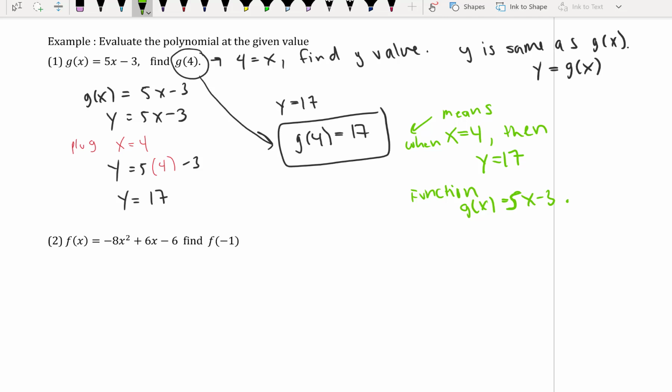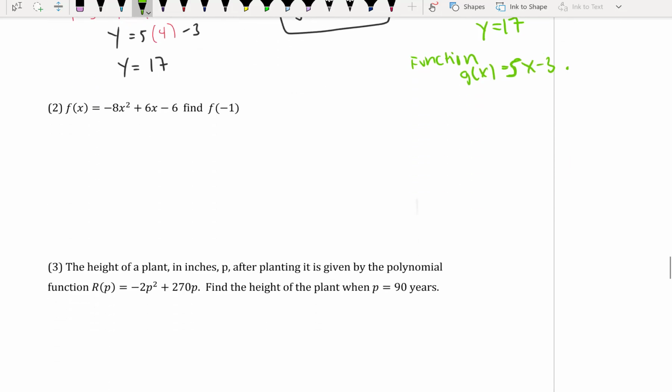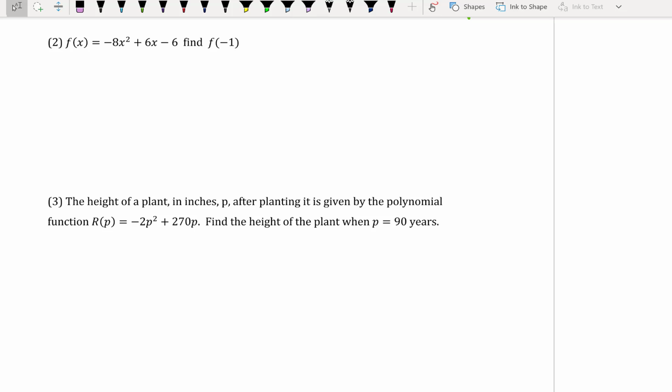So now using our vocabulary and our description, we are going to say that the function g of 4 is equal to 17, meaning that for the function g of x, 5x minus 3, when we plug in a 4, we get a 17. So however you want to say that, that's what g of 4 equal to 17 actually means. So we can do that with example number 2 as well.